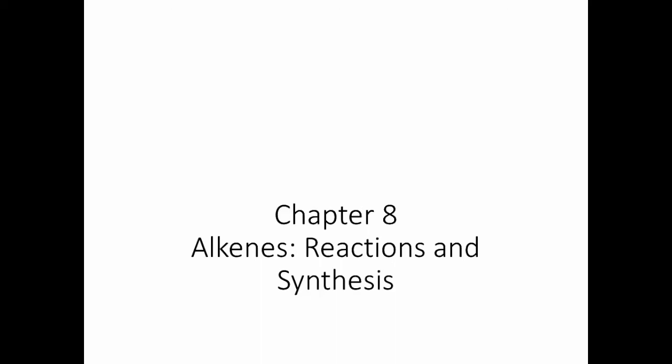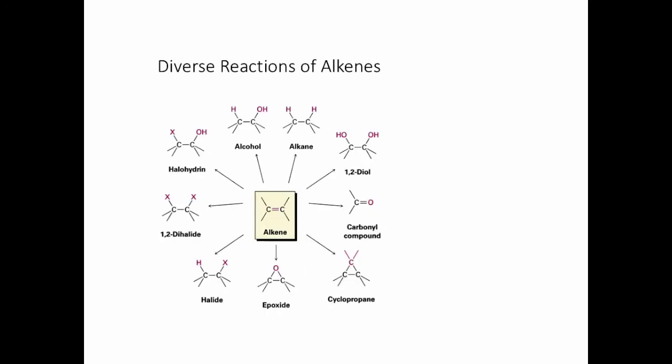This video finishes up Chapter 8 on additions to alkenes. So here again we have the diverse reaction of alkenes. We've looked at how to go from an alkene to a halohydrin, to a 1,2-dihalide, to an alcohol. We learned 3 ways to do that: the acid-catalyzed hydration, the oxymercuration, demercuration, and the hydroboration.